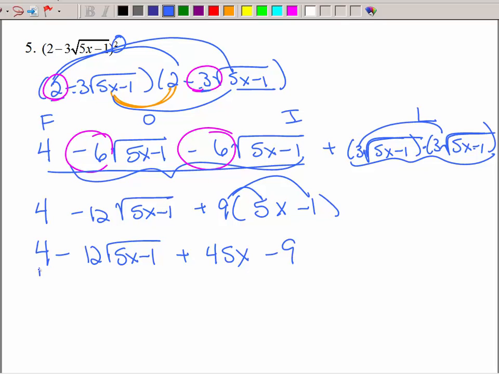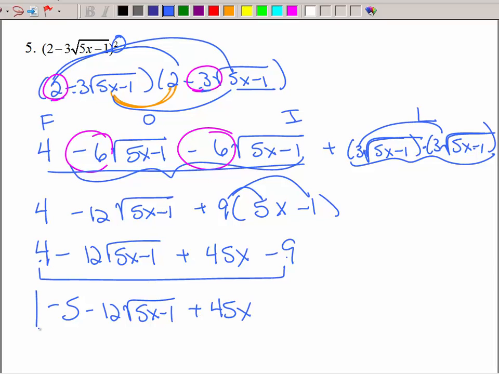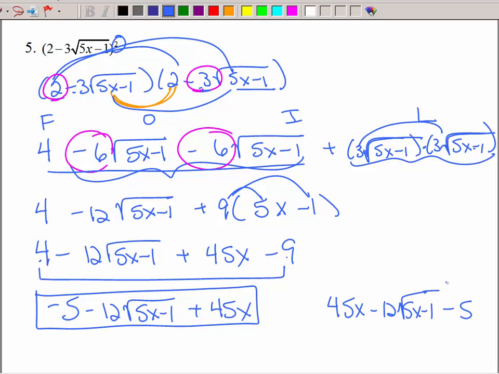Still not done, because those are like terms. So 4 minus 9 is a negative 5. We have a negative 12. And we finally have a positive 45x. It does not matter what order you write your answer. So if you look in the answer key and it has this, those are the same thing. We're just adding and subtracting, and the terms keep the same signs. Positive 45x, a negative 12 square root of 5x minus 1, and a negative 5. Both those answers would be correct.